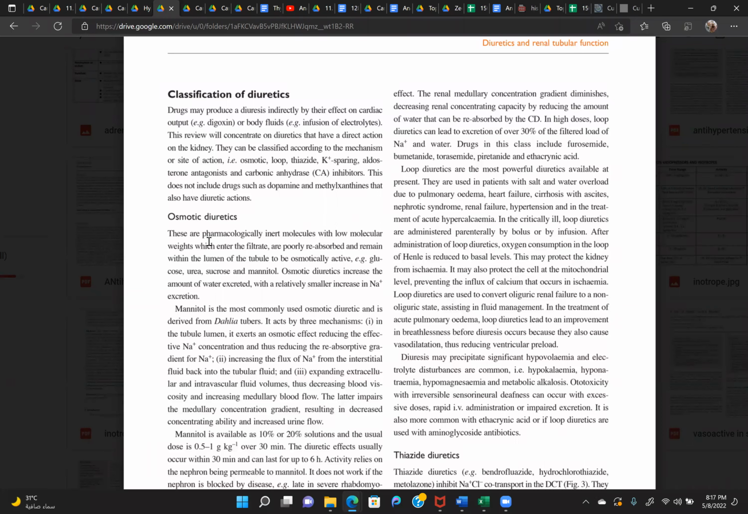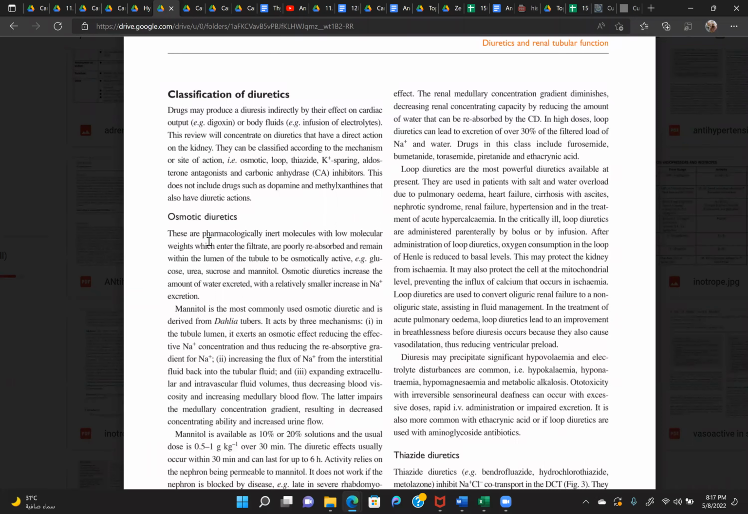Okay, so what about loop diuretics? What is the main site of action? The loop of Henle. The thick ascending limb of the loop of Henle.